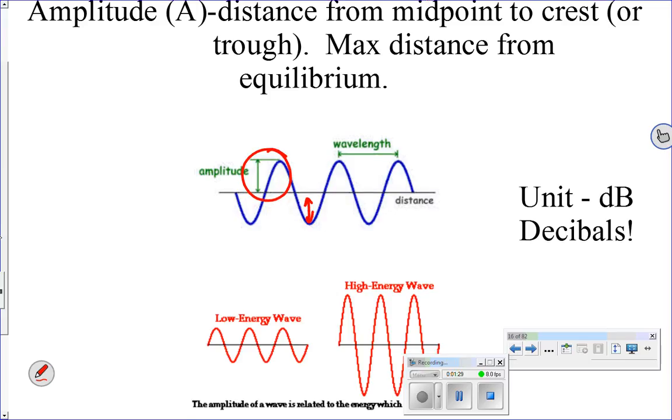Amplitude can be spoken of in decibels. On the worksheets you're going to be looking at today, it is also appropriate to use meters because of the scale that you're going to have on there. So I'll show you that when we're working some of those problems out.